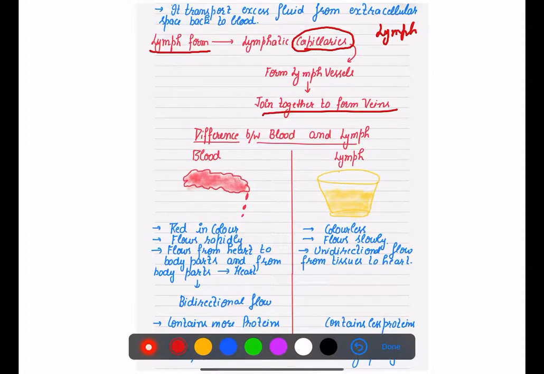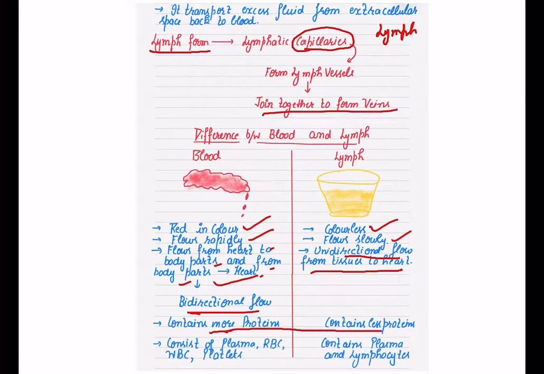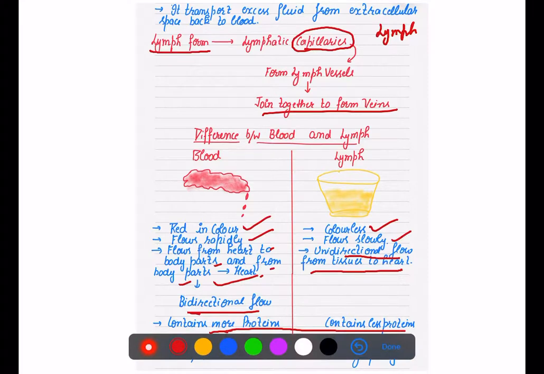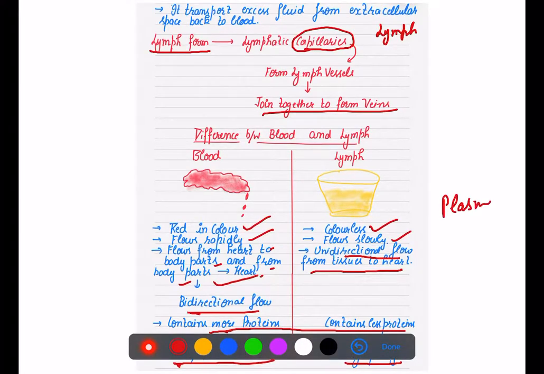So the difference between blood and lymph kya hai? Blood red hota hai color mein, lymph is colorless. Blood bahut fast flow karta hai, it flows rapidly. Lymph flows very slowly. Blood flows from heart to body parts and from body parts to heart, I already told you, so it has bidirectional flow. Lymph is unidirectional and flows from tissues to heart. And blood has more protein as compared to lymph. Lymph has less proteins. Blood consists of plasma, RBC, WBC, and platelets, and lymph contains plasma and lymphocytes.